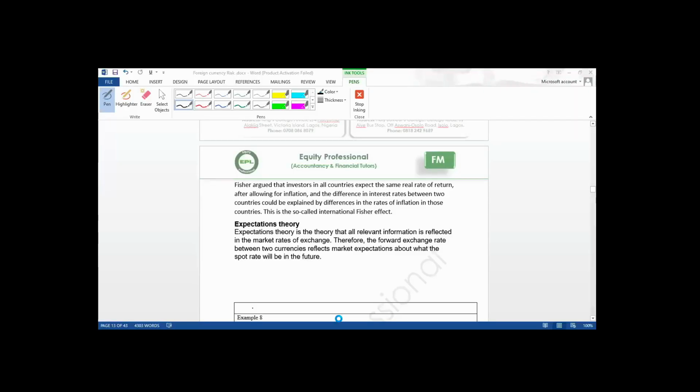Expectation theory is the theory that all relevant information is reflected in the market rate of exchange. In other words, the forward exchange rate reflects the expected currency, the market expectation.